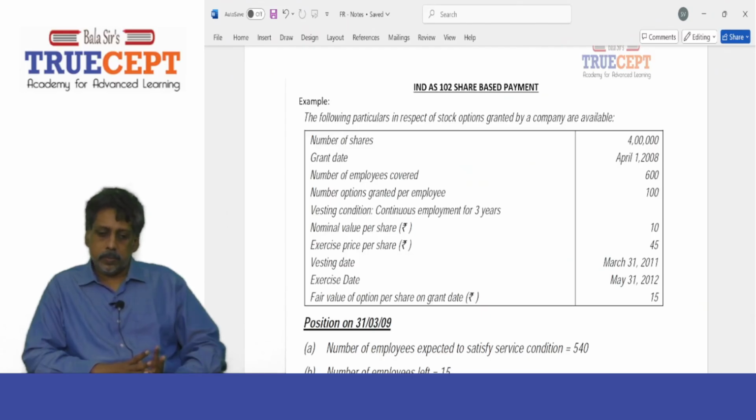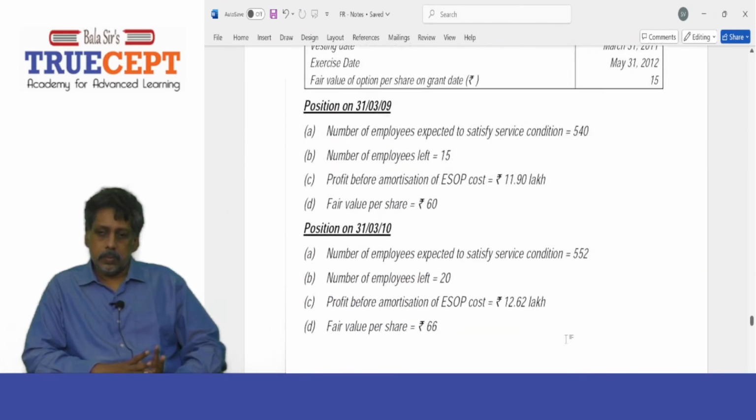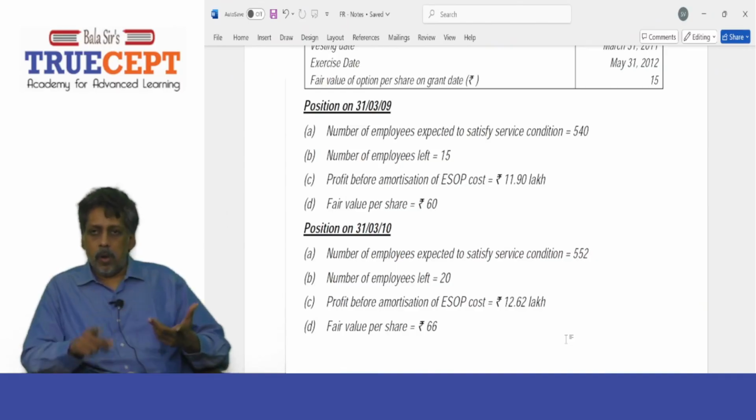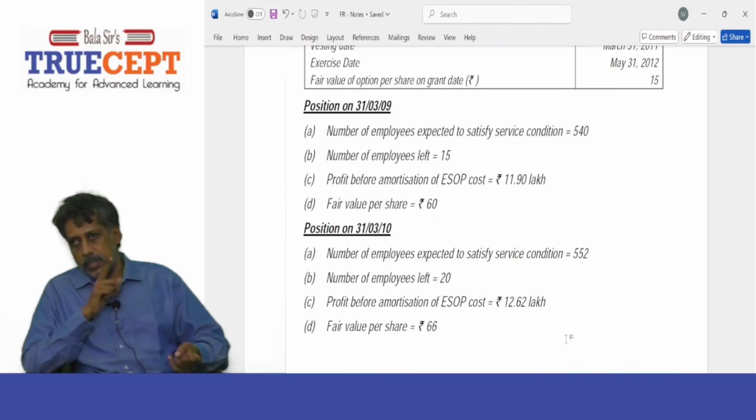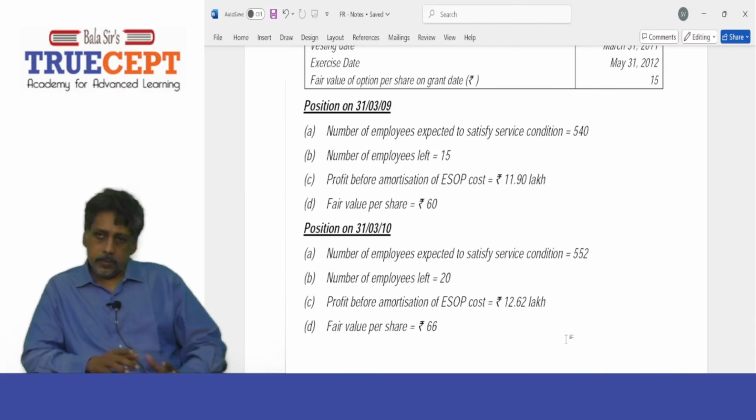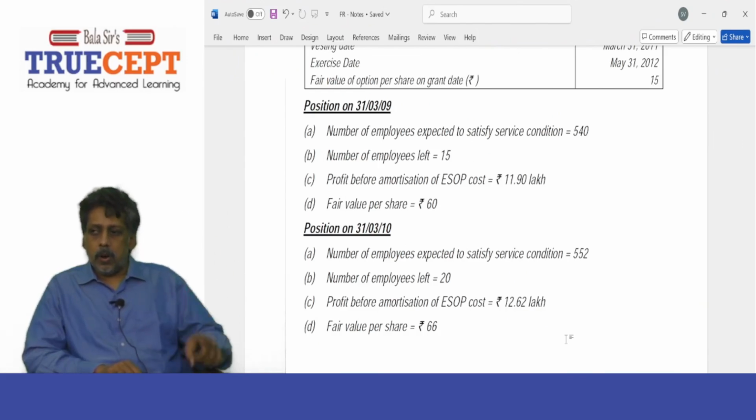Position on 31st March 2009. Number of employees expected to satisfy the service condition is 540. What is the meaning? Out of 600 employees to whom the options have been granted, only 540 employees will be in employment on 31/3/2011 in 3 years' time. Next. And then number of employees left 15. The actual number of employees left is 15.